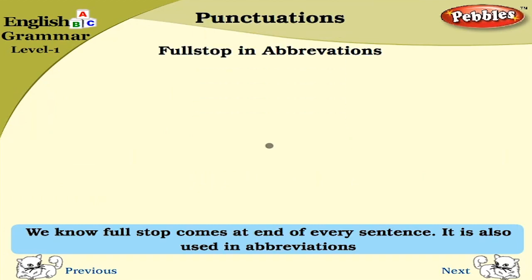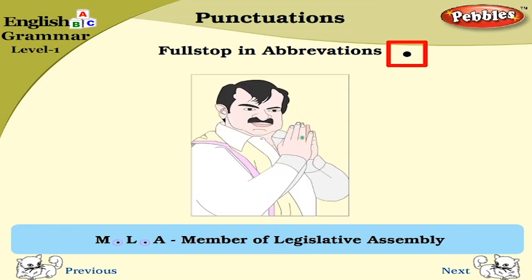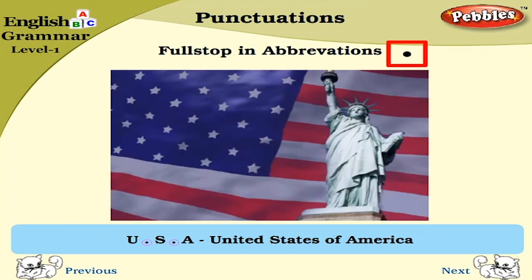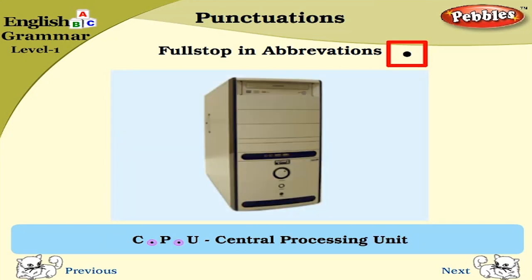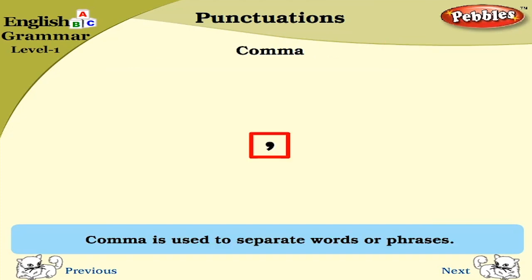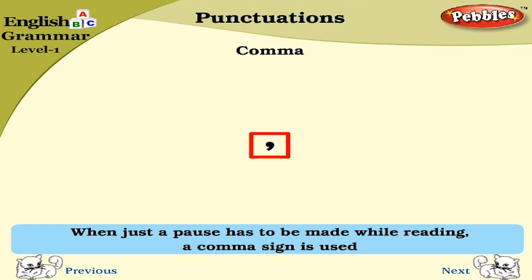Punctuations. We know full stop comes at the end of every sentence. It is also used in abbreviations. MLA, Member of Legislative Assembly. USA, United States of America. CPU, Central Processing Unit. Comma is used to separate words or phrases. When just a pause has to be made while reading, a comma sign is used.